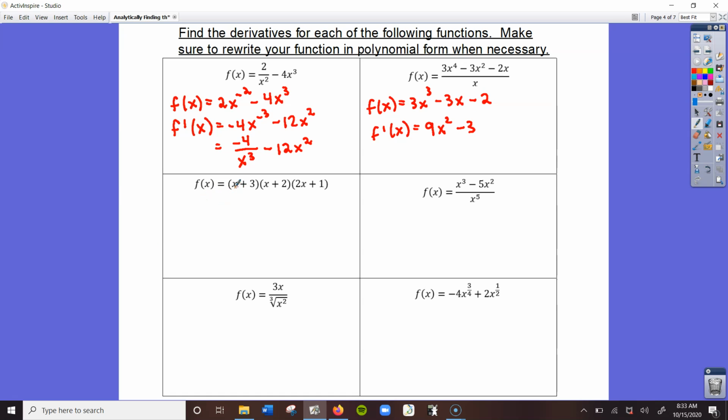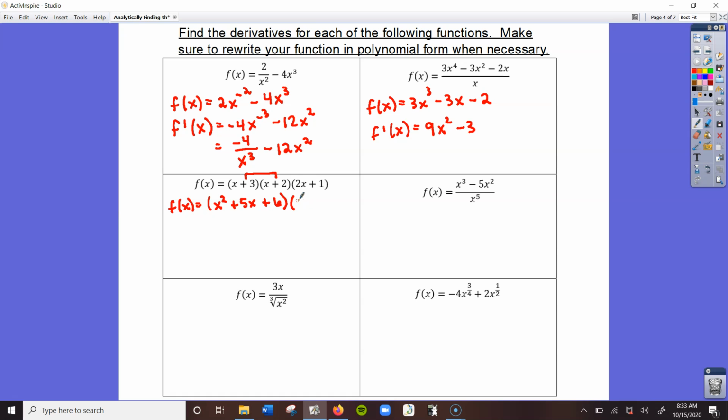For this next one here, you'll notice we have a bunch of factors. We will have to multiply everything together. So f of x would equal, I'm going to multiply these two first, which would give me x squared plus 5x plus 6. I get that once I FOIL and combine like terms. x times x is x squared, x times 2 is 2x, plus 3x, which gives me that 5x, and then 3 times 2 is 6.